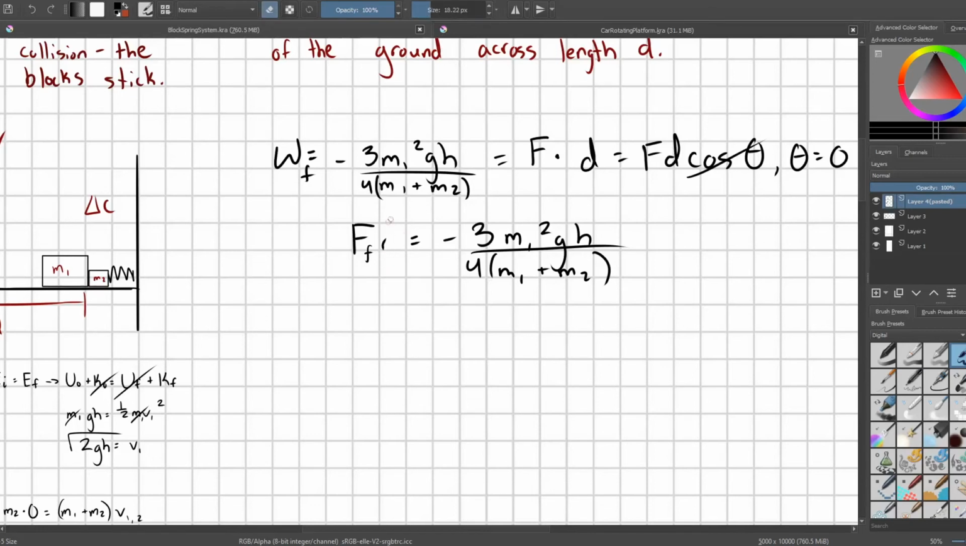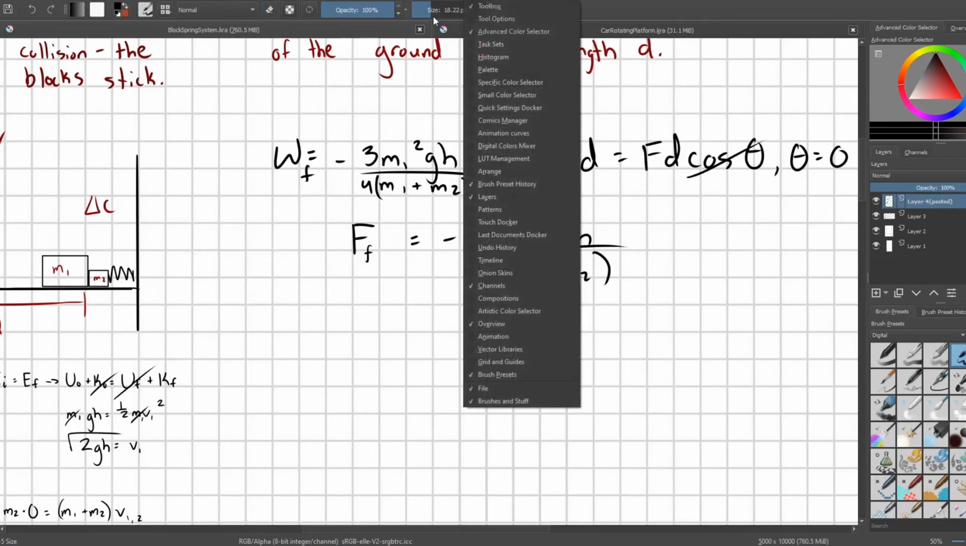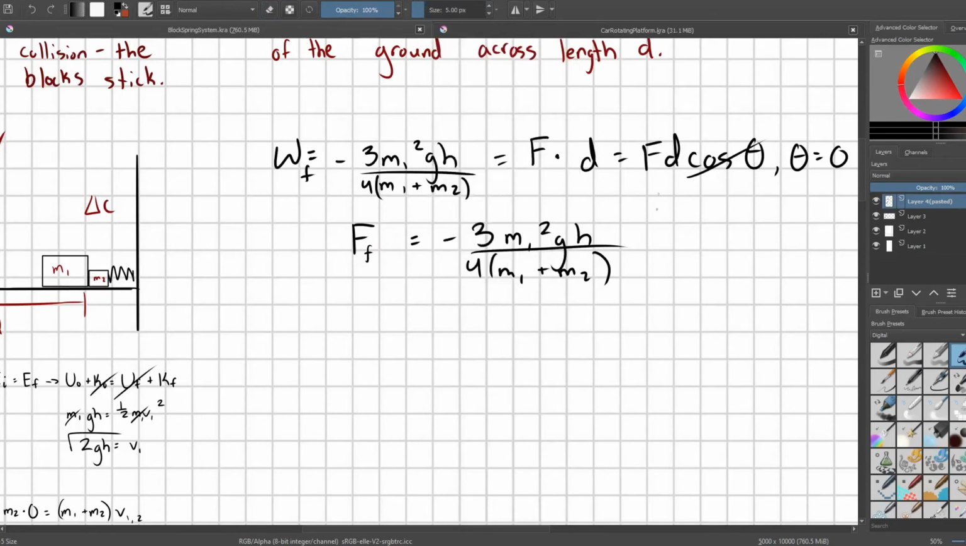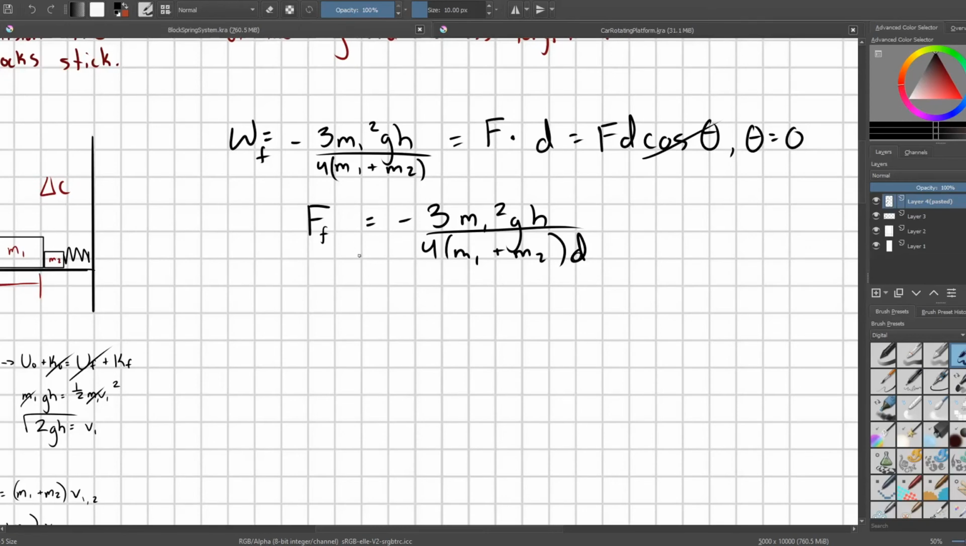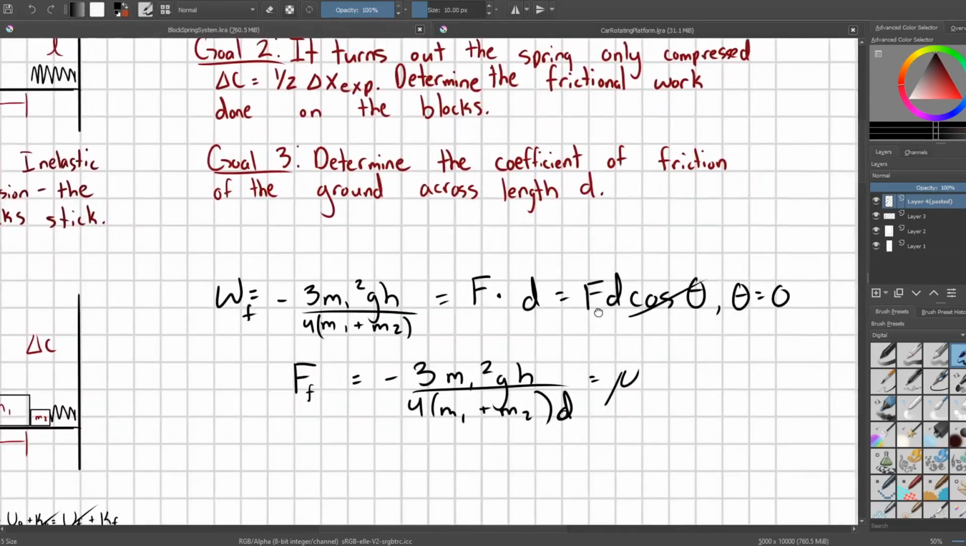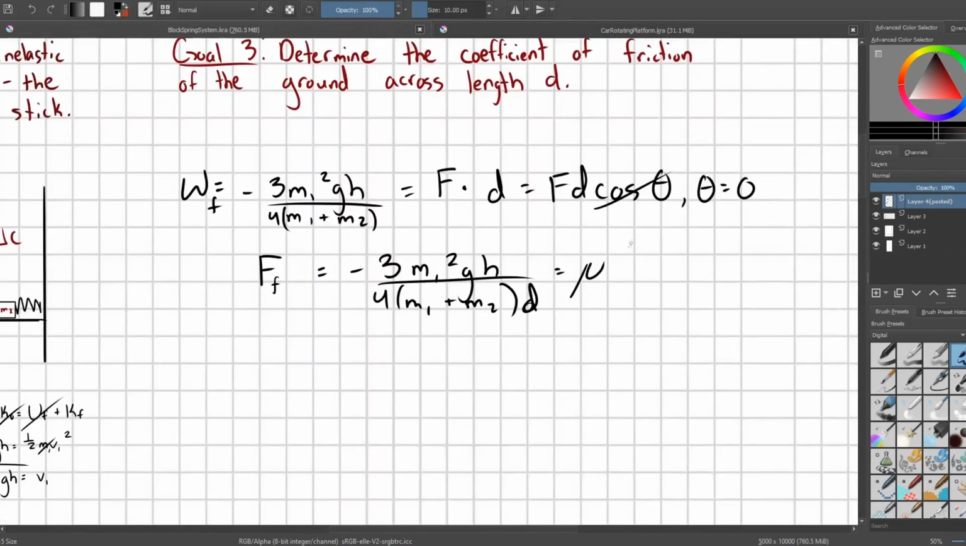So I'm not even going to bother writing that out in a new line. I'm just going to take that D and insert it. Okay. Now this also equals the force of friction equals the coefficient of friction, so now we're getting pretty darn close to goal number 3, times the normal force.